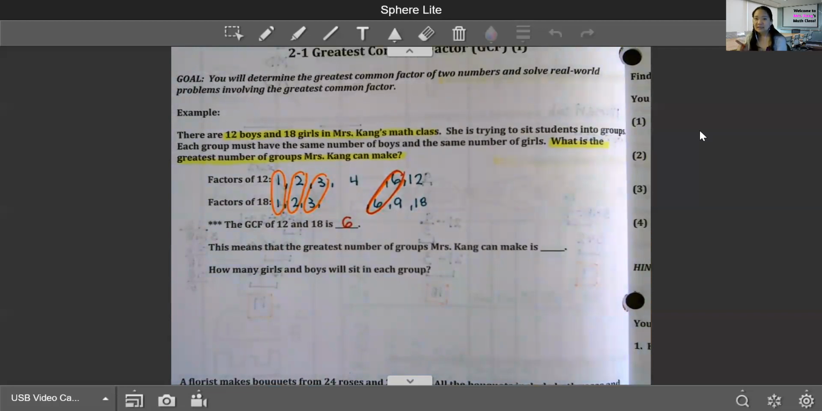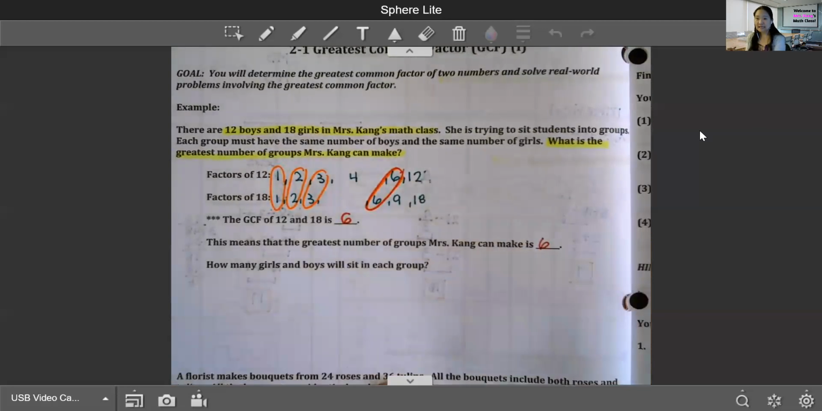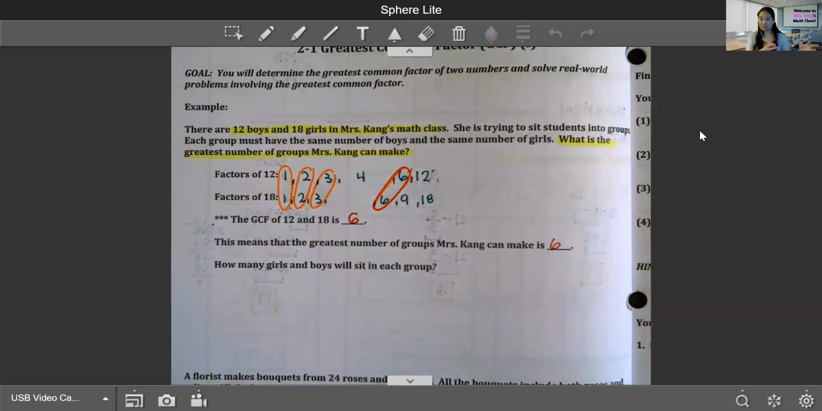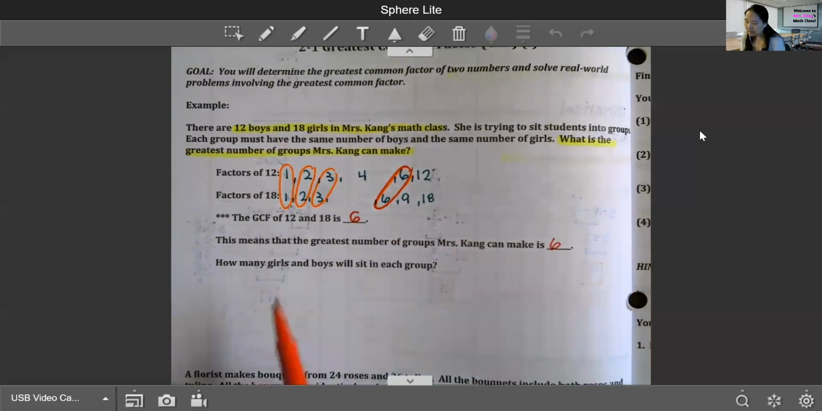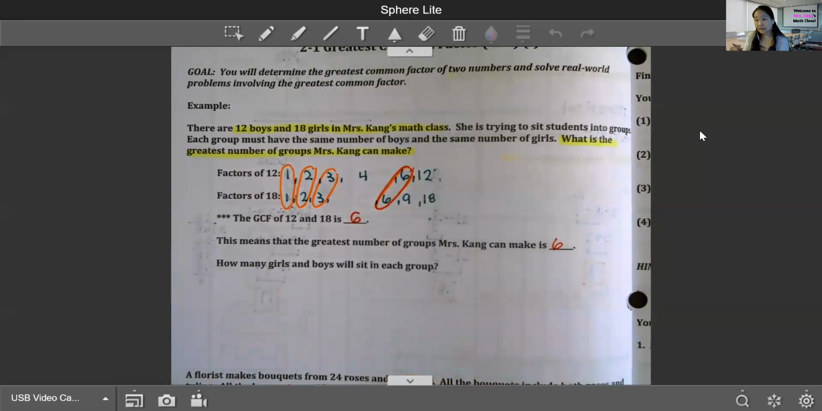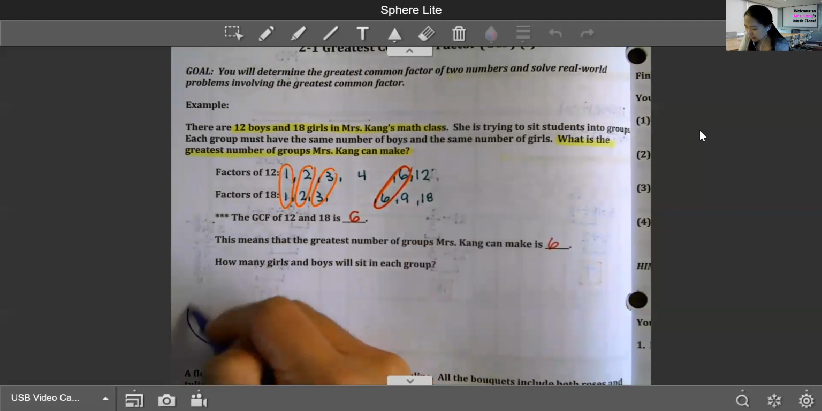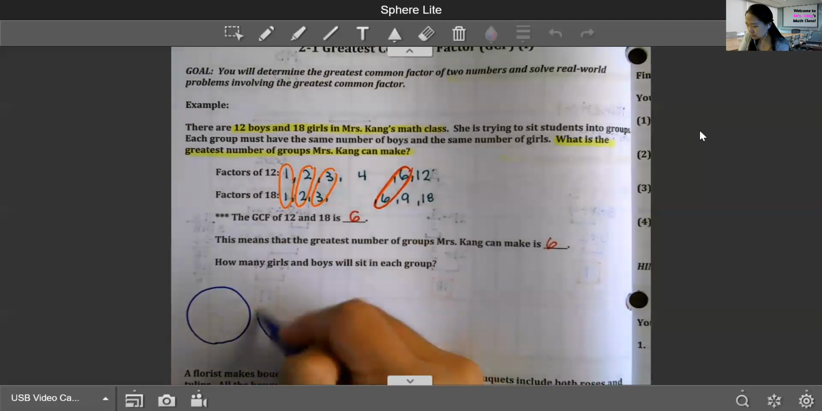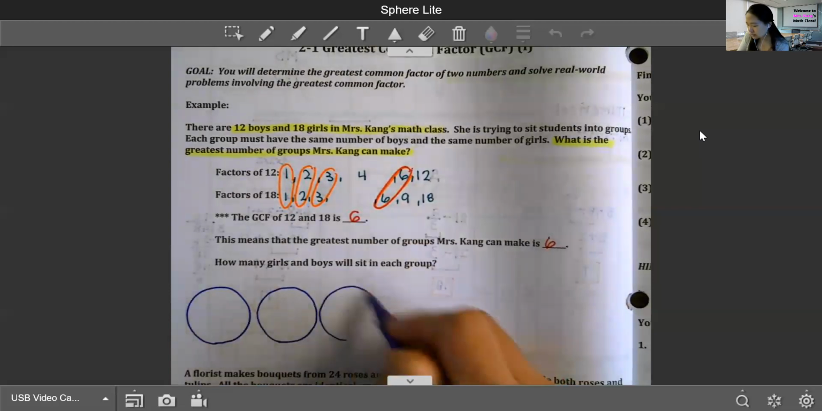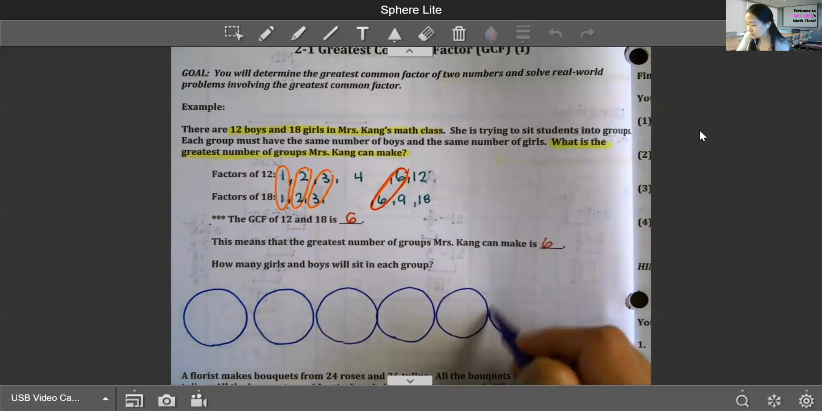This means the greatest number of groups Mrs. Kang can make is 6. I can make 6 groups, okay? Now, how many girls and boys will be in each group? Why don't we try making 6 groups and find out? Here, let me just do it this way: 1, 2, 3, 4, 5, 6. I have 6 groups.